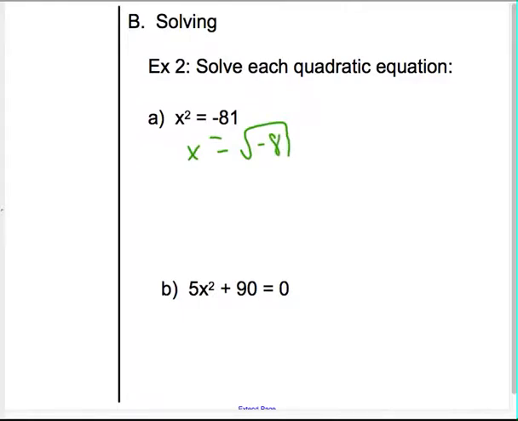So I've got x equals the square root of negative 81, and I can simplify that just like we saw when simplifying the square root of a negative. The square root of 81 is 9. Actually, we should have our plus or minus here. And the square root of negative 1 is i. So the two solutions for x squared equals negative 81 are x equals positive 9i and x equals negative 9i.